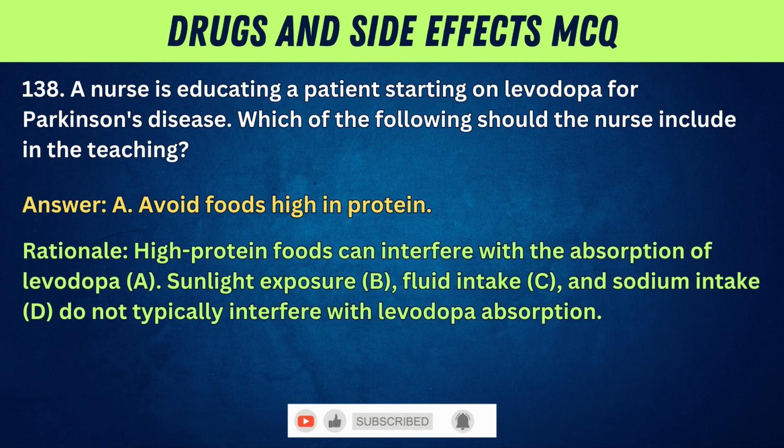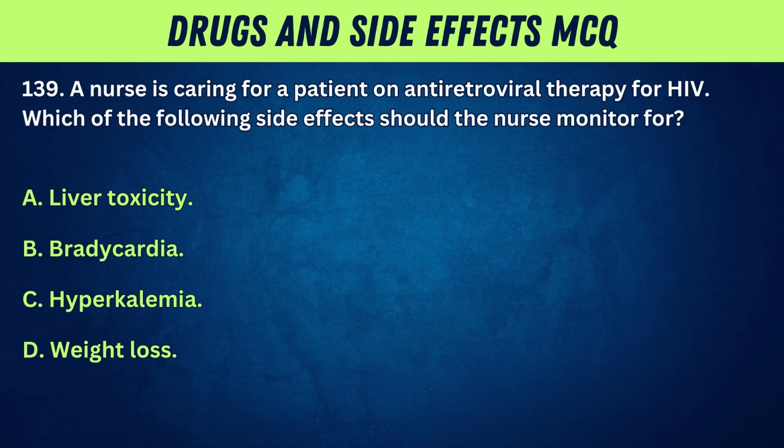A. Bradycardia. B. Hyperkalemia. C. Weight loss. D. Are not common side effects of antiretroviral therapy. 139. A nurse is caring for a patient on antiretroviral therapy for HIV. Which of the following side effects should the nurse monitor for? A. Liver toxicity. B. Bradycardia. C. Hyperkalemia. D. Weight loss.